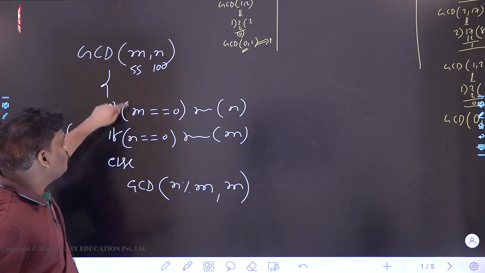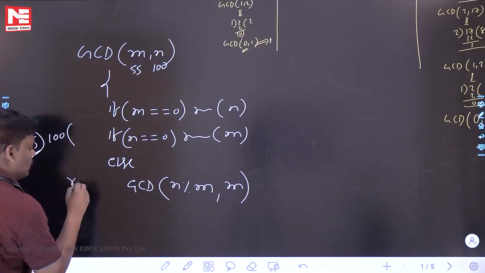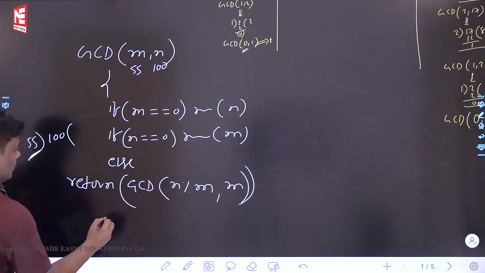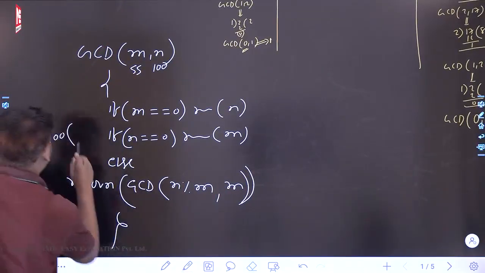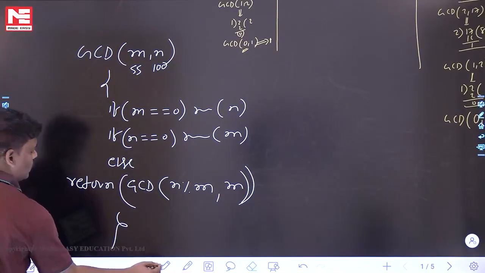Until any one of the cases happens, m is 0 or n is 0. After completion of all, return the answer. Return, end of the else. Please check the 3 examples I explained. Any small doubt also, please go through it.